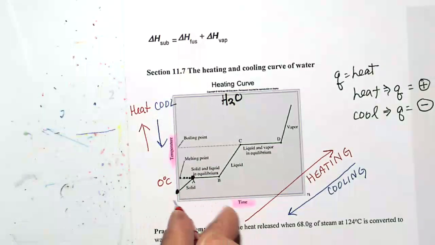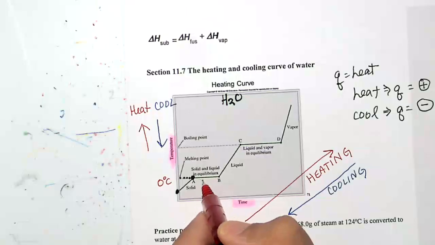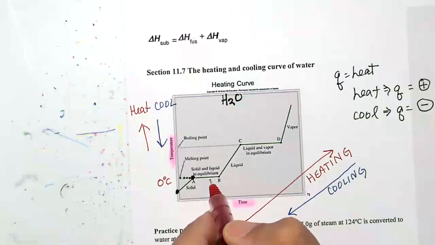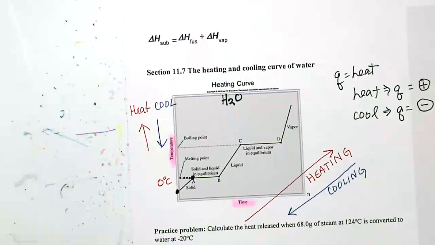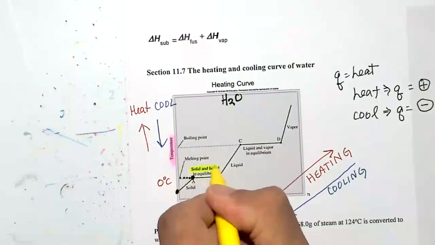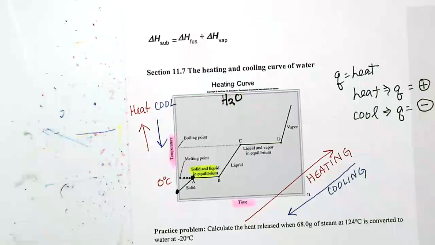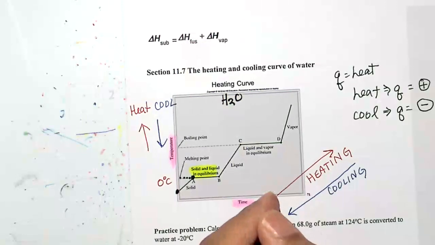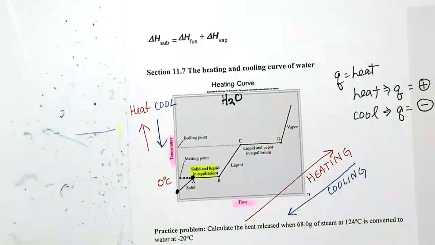Okay, once you reach 0 degrees C, you become what? You not only become a solid, but what else starts to slowly form at 0? Liquid. Okay, so here we have two phases. We have a solid and a liquid at 0, because what is 0 degrees for water? Not the boiling point, but the melting point.